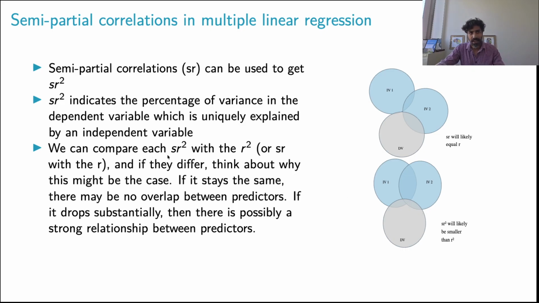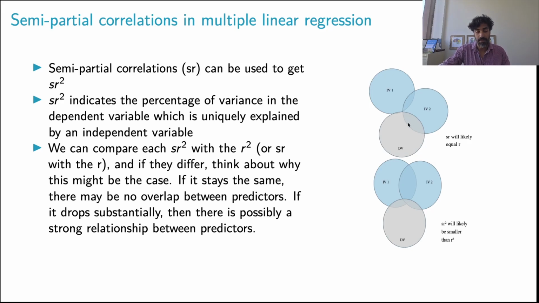And so we can compare each SR squared with the R squared, or SR with the R. And if they differ, think about why this might be the case. If it stays the same, there may be no overlap between the predictors. If it drops substantially, there's possibly a strong relationship between predictors. So the key thing to take away is that SR squared is about the unique variance, and then you can compare that with R squared. If they're equal, you know those variables are in the category of the first diagram, where they don't have any shared variance with one another, right? So there's no shared variance, it's all the same.